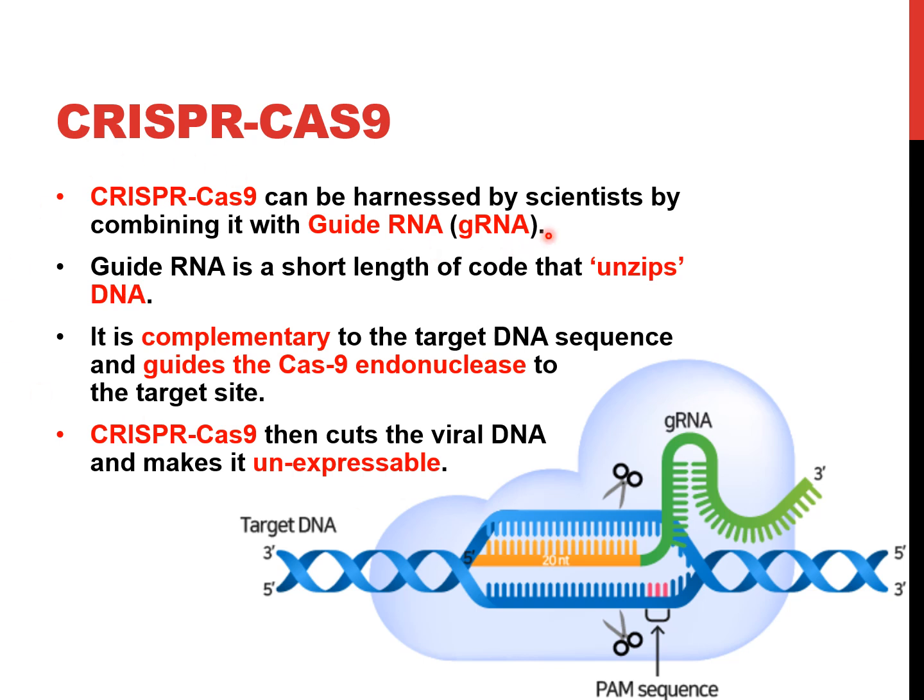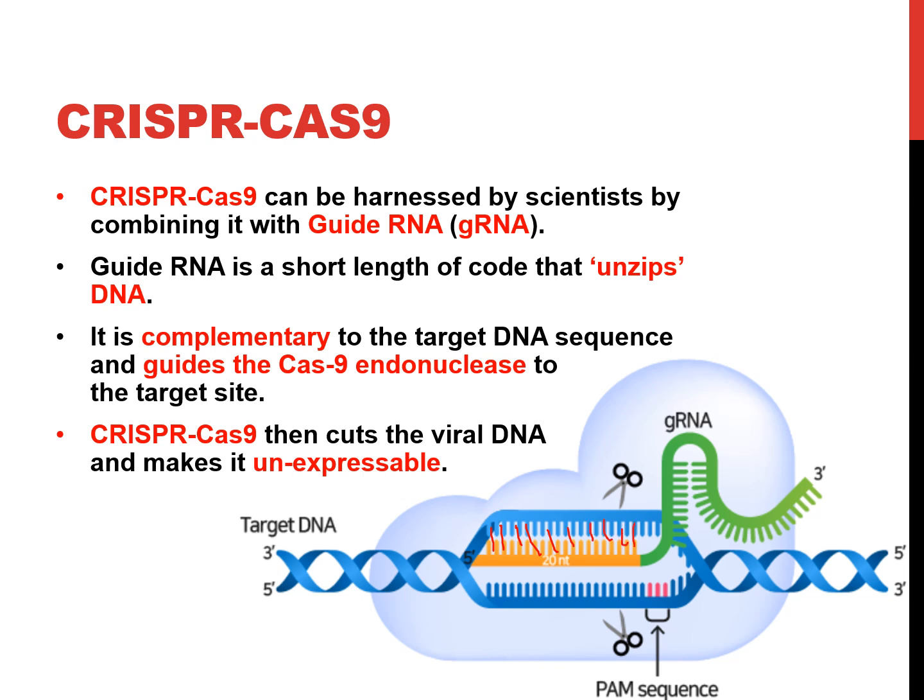Again, CRISPR-Cas9 can be harnessed by scientists by combining it with our own human-made gRNA. Guide RNA is a short length of code that unzips the DNA. As you can see, this is the process of the Cas9 enzyme with its CRISPR guide RNA. That's the process of it cutting. So guide RNA is a short length of code that unzips the DNA. As you can see, the DNA is unzipping here, and it's searching for whether these are complementary. It'll go around testing pieces of DNA.